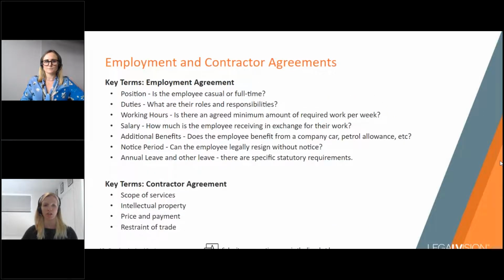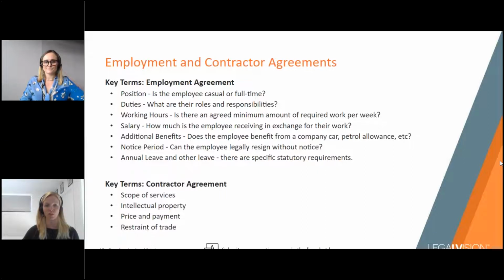Key terms of each agreement. So, an employment agreement: is the position casual, full-time, or part-time? Is the agreement permanent or fixed? These are really important things that you need to be clear of at the start of this relationship so there's no confusion down the track.